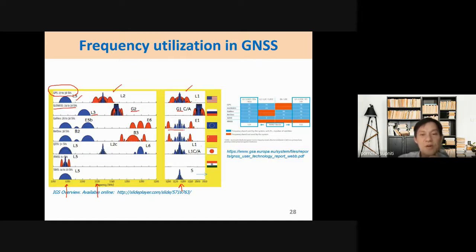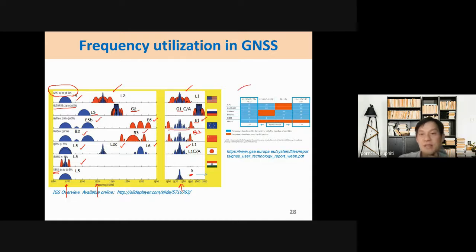For Galileo, they transmit in three bands called E1, E5, and E6. For the BeiDou system, I think they are called B1, B2, and B3. It gets a bit confusing where they label 2 or 3, so I always use these pictures as a reference. The Japanese system has four bands: L1, L6, L2C, L5. India has L5, and I think also an S-band. L5 and S-band.